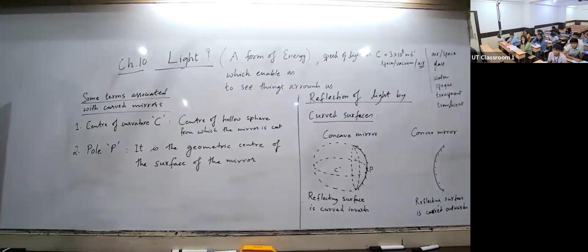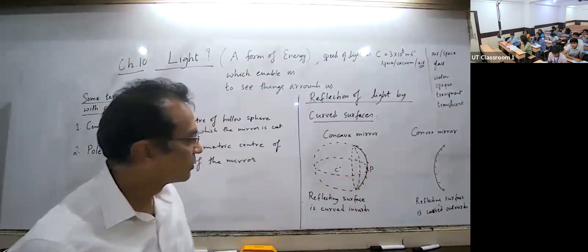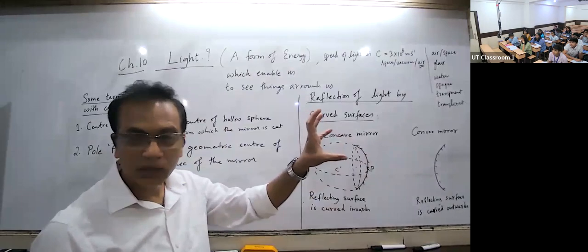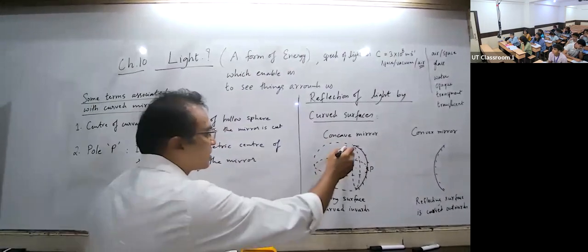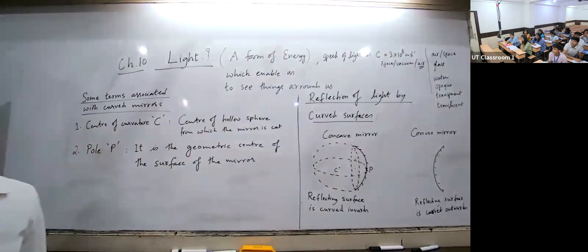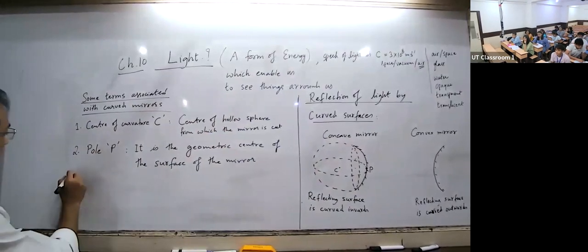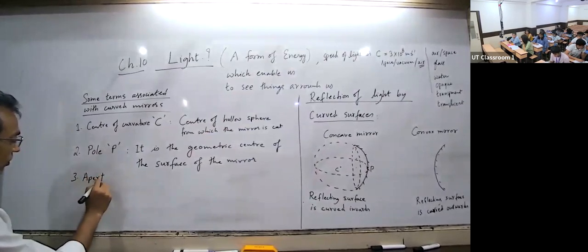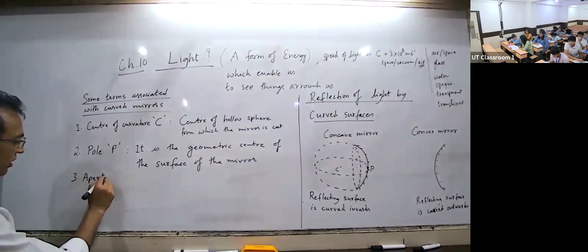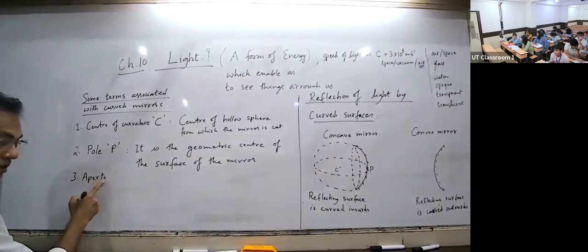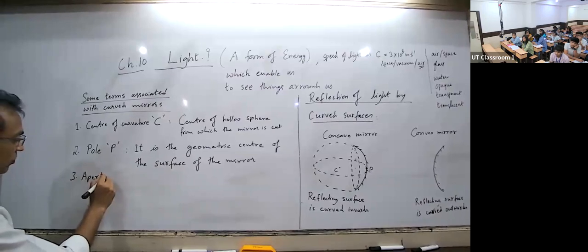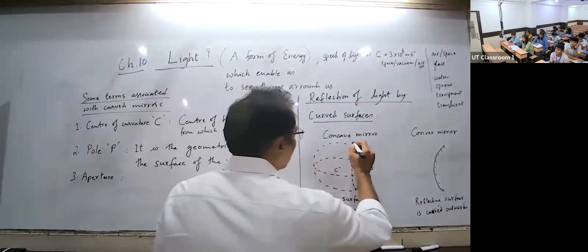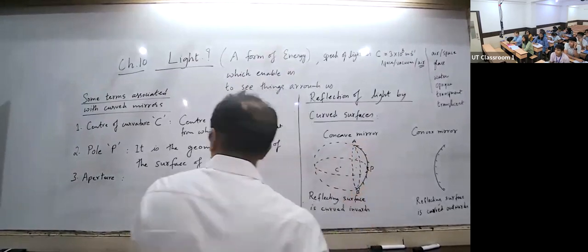So the pole will lie over here, not at the center of the diameter of the mirror. Now, what is the diameter of the edge of the mirror called? It is called aperture. Okay. So if I give the name AB, AB is the aperture.